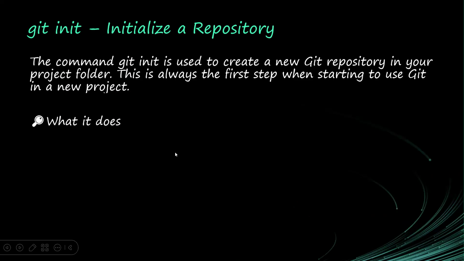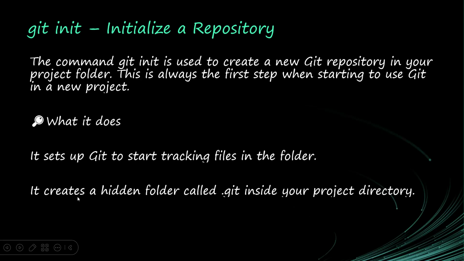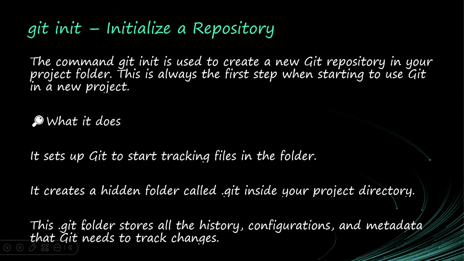So what does git init do? It sets up Git to start tracking files in your folder. Since we have initialized our project, everything inside of this folder will now be tracked by Git. It creates a hidden folder called .git inside your project directory, like I have already shown you. This .git folder stores all the history, the configuration, and the metadata that Git needs to track changes.